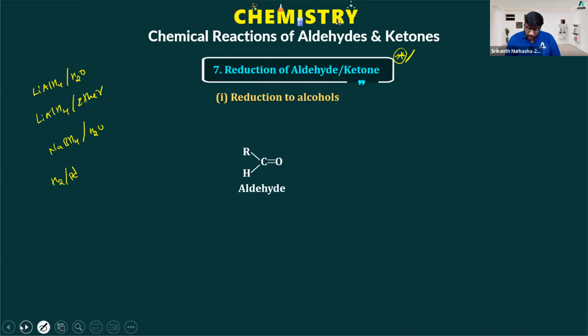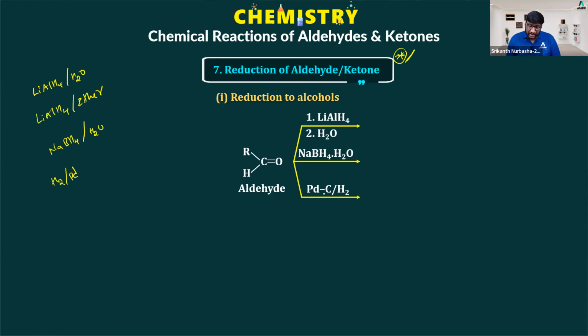So reduction to alcohols. R-C double bond O-H, LiAlH4 in the presence of H2O, it will form what? NaBH4 in the presence of H2O, H2 in the presence of palladium and charcoal. Hydrogens are going to be added simply. Pi electrons you have to remove, you add hydrogen here and hydrogen here. So you get RCH2OH, which is nothing but primary alcohol. So aldehydes will react with lithium aluminum hydride or NaBH4 or H2 in the presence of palladium and carbon, and form the respective primary alcohol.